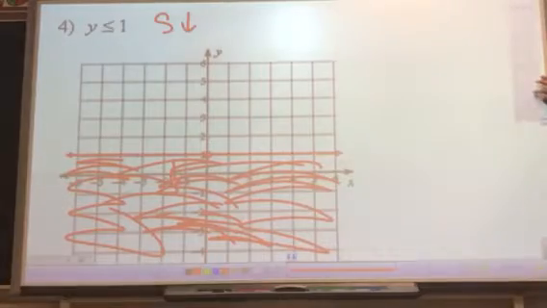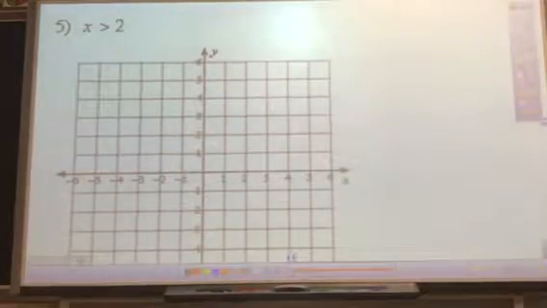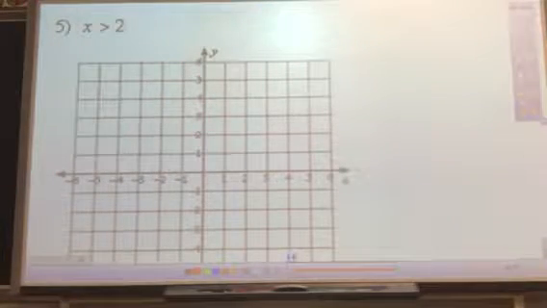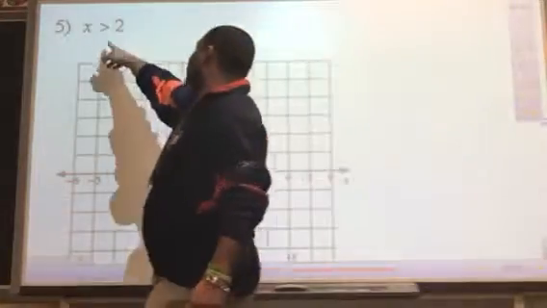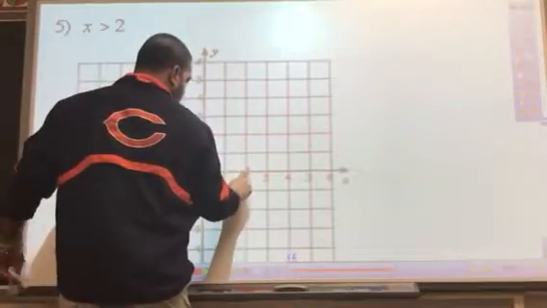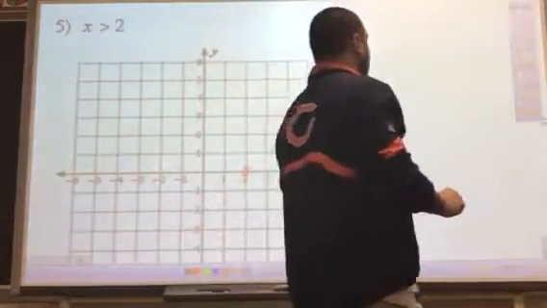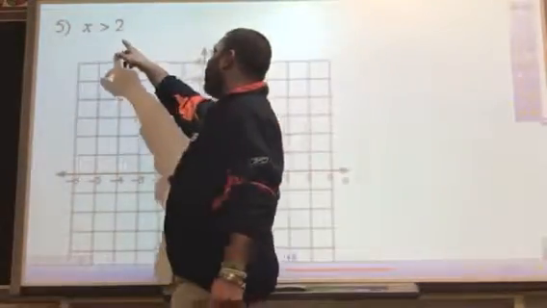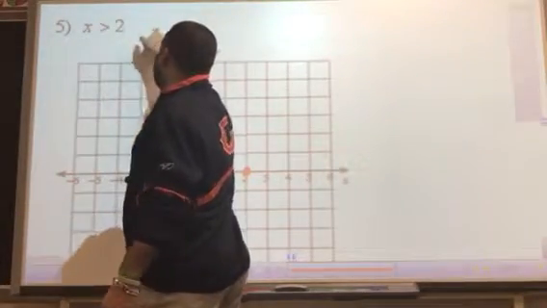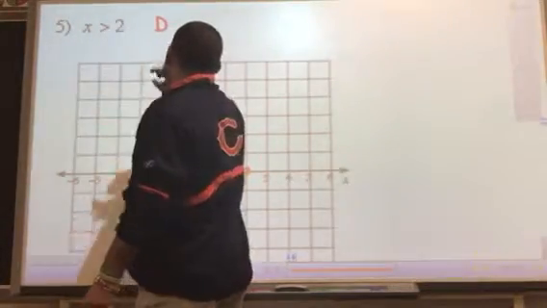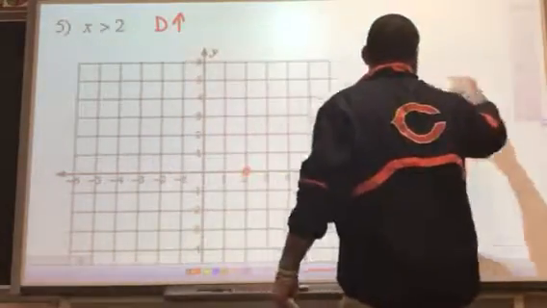The one that can be more confusing is this one, number 5. Now this one, we can't put it in slope-intercept form, but it is solved. Okay, it only has an x. This means the x-intercept is 2, and the x has to stay at 2. So I'm going to have an undefined slope for this, up and down. It'll be a dotted line, it's greater than, so we'd be shading up.